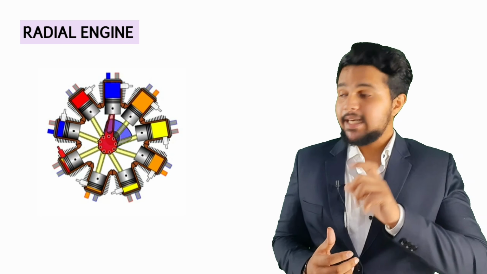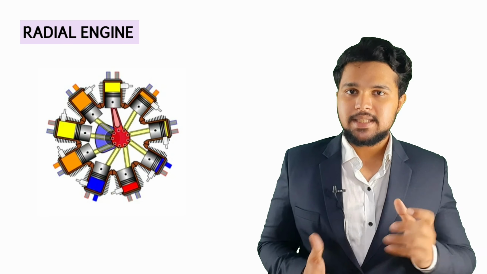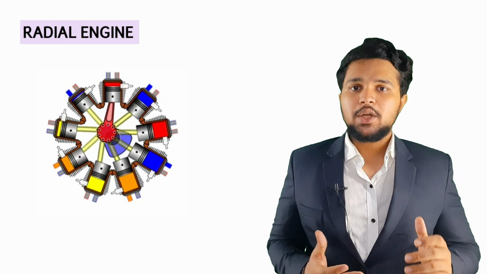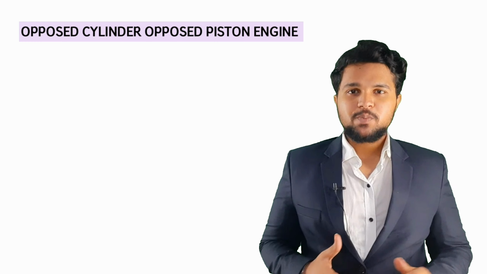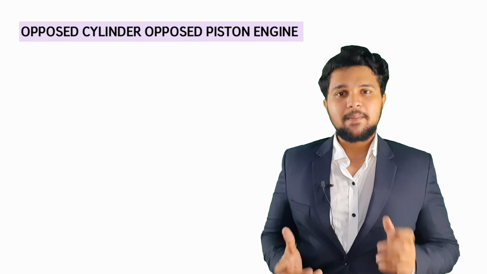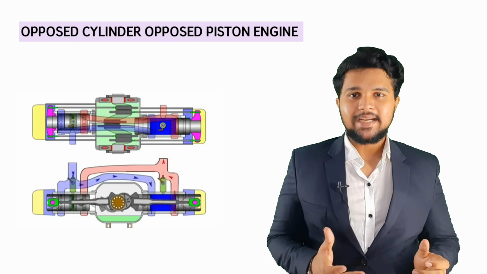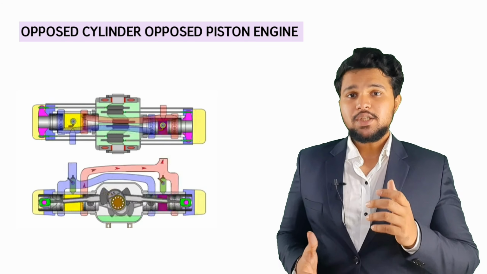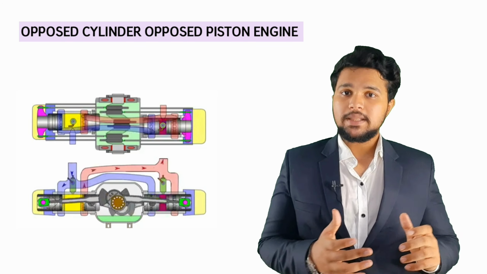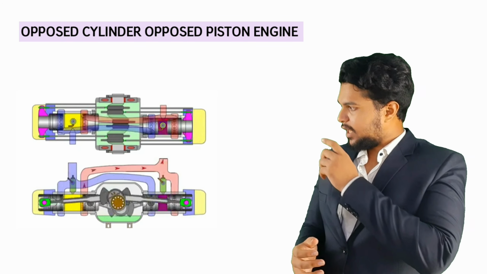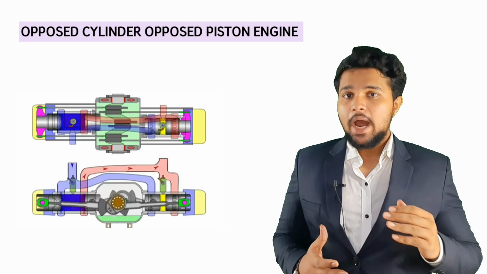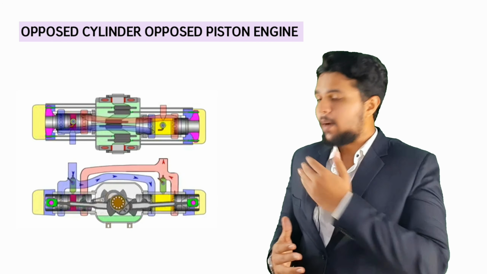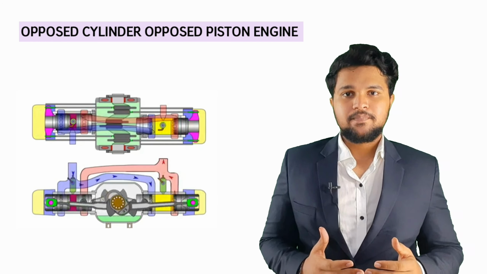Radial engine. In this type of engine, all the pistons are connected in a radial form, as we can see in this diagram. These types of engines were used in aircraft before gas turbines. Opposed cylinder, opposed piston engine. This is a special type of engine. It is mostly used in military tanks and factories. The construction of this engine is different from all the engines. As we can see in this diagram, on a single crank all four pistons are mounted, and these four pistons move opposite to each other.